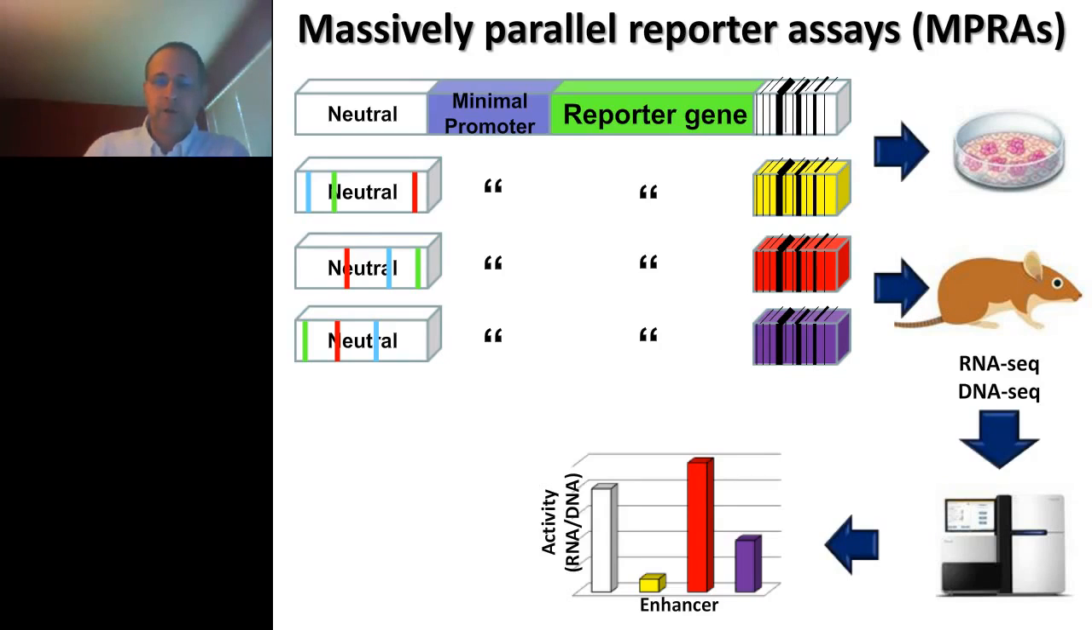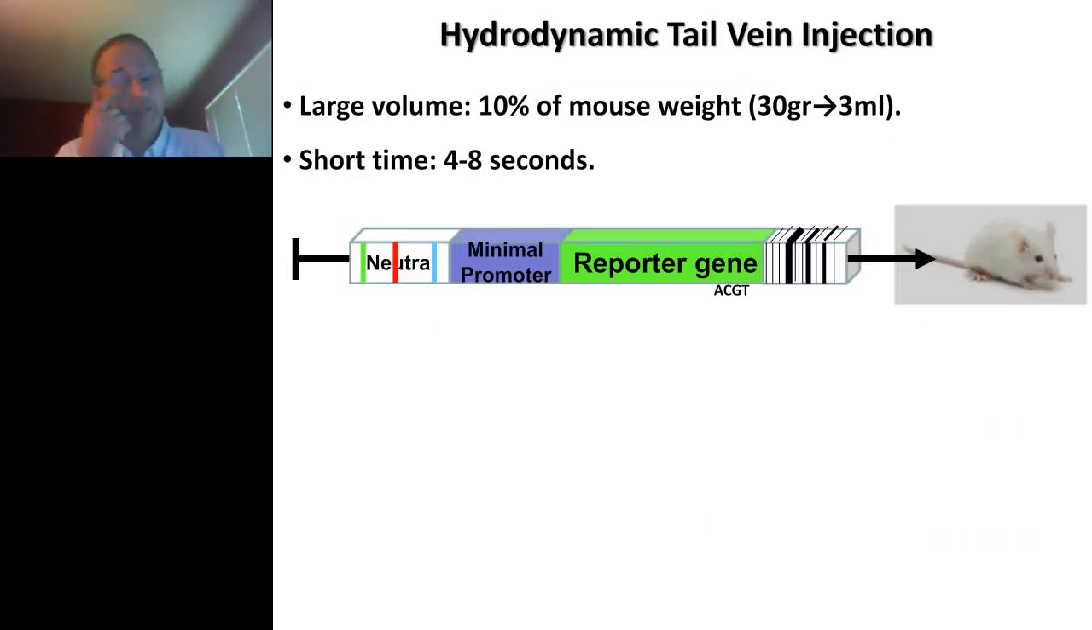For the mouse, there's a technology that can be used to get sequences nicely into the liver, called the hydrodynamic tail vein injection. It basically involves injecting a large volume of liquid, 10% of the mouse weight. So if a mouse weighs 30 grams, that's 3 mLs, in a very short period of time into the tail vein of the mouse, 4 to 8 seconds. This is equivalent to injecting 8 liters of liquid into me in 4 to 8 seconds.